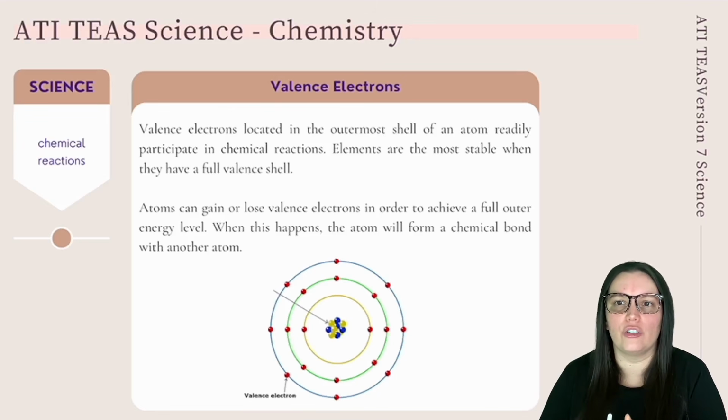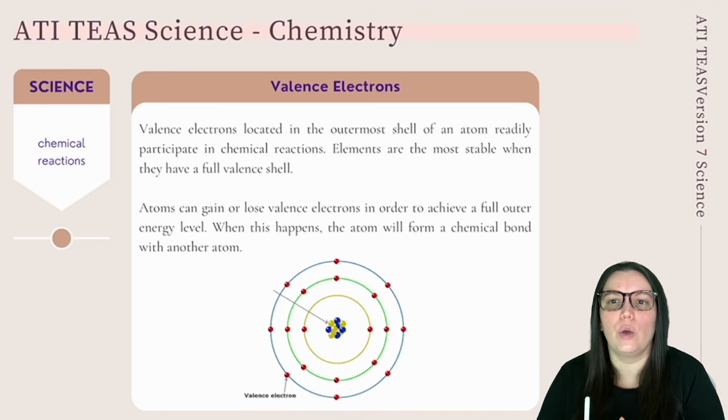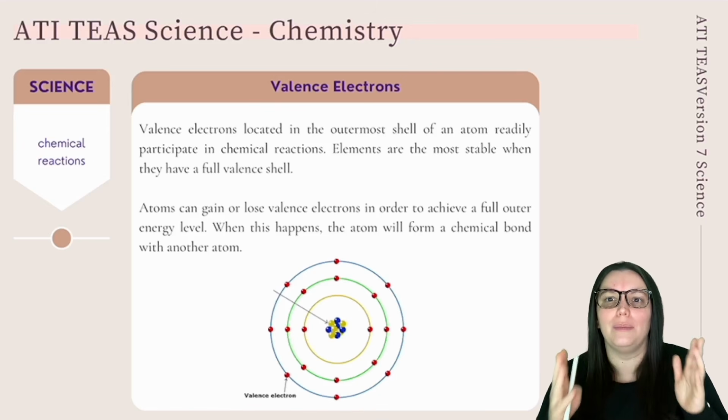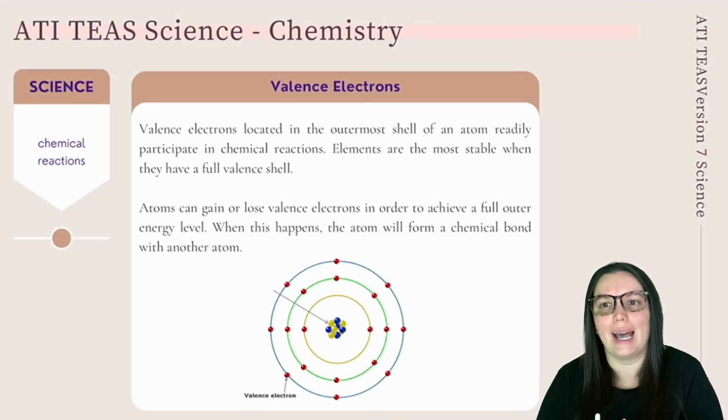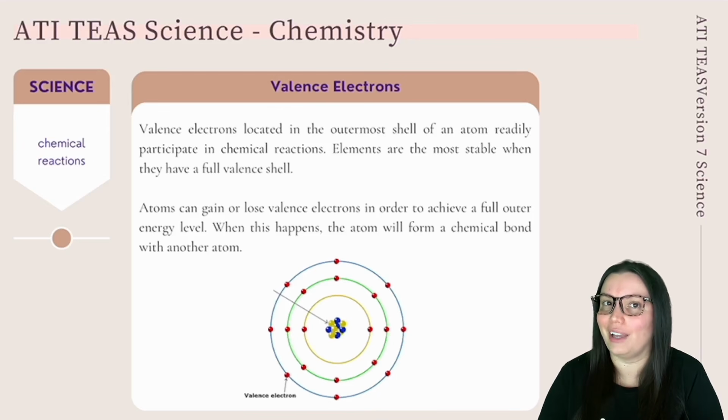The number of valence electrons in an atom determines how it is going to react to other atoms. So atoms can gain or lose electrons in order to achieve that full outer energy level and stability, right? That's what these atoms always want, is they want to be stable. When this happens, the atom will form a chemical bond with another atom. So for example, when 2 chlorine atoms form a bond, each atom will have gained 1 valence electron. This is because chlorine has only 7 valence electrons when they should have 8.